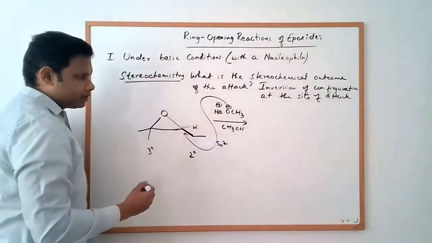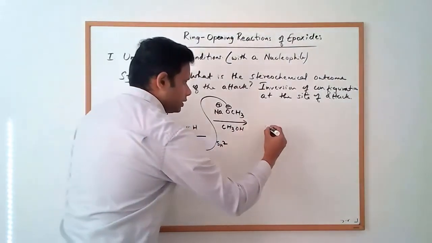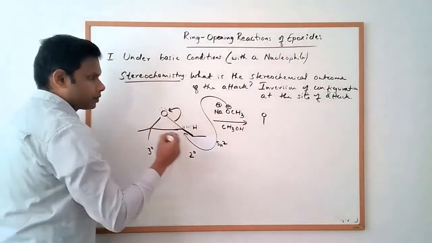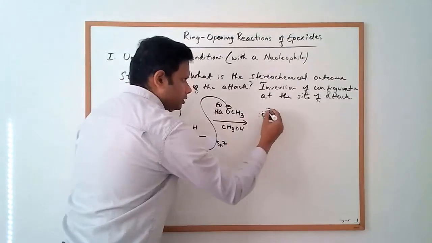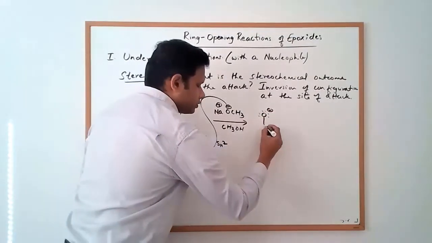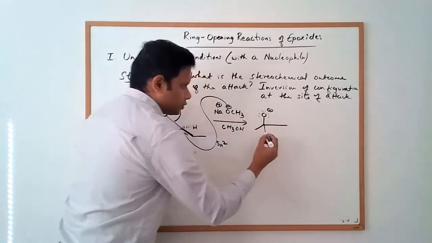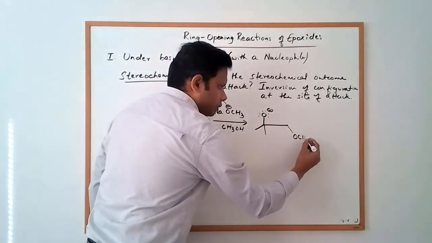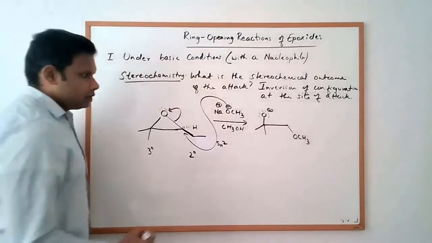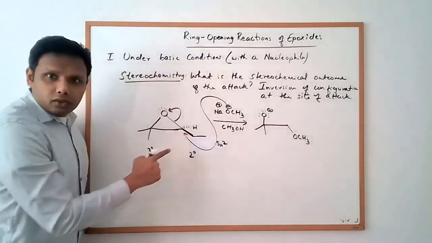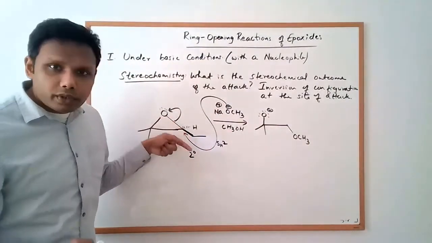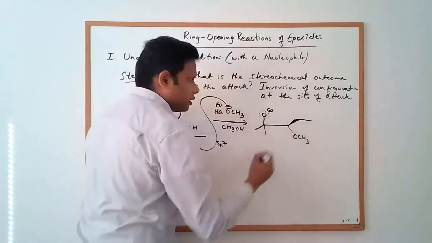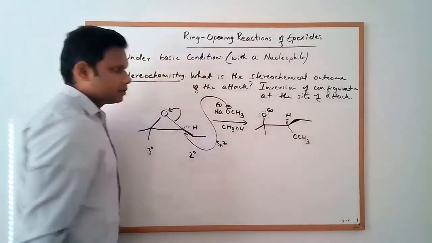So when the attack happens here, the ring opens up. Now the oxygen has three lone pairs and one negative charge. The two methyl groups are here, and the methoxide attacks from the bottom, so I'm going to draw the methoxide at the bottom here. This ethyl group, which was on a wedge pointing down, now I'm going to put that wedge bond up. The ethyl group is there, and the hydrogen is here.